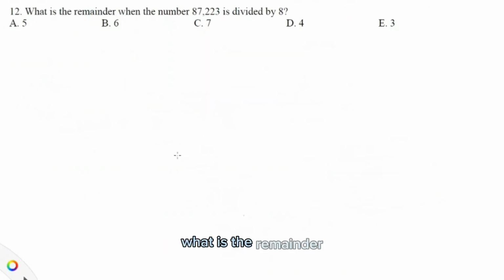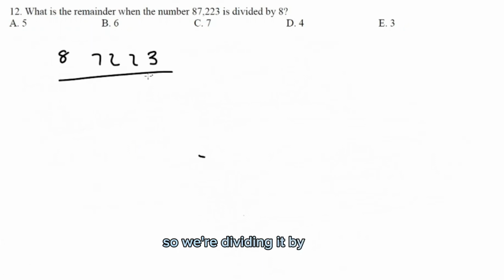Next, what is the remainder when the number 87,223 is divided by 8? Alright, so in this problem, you have to look at this number as multiple separate numbers. So you have 8, 7, 2, 2, and 3. Alright, so we're dividing it by 8 to find the remainder.